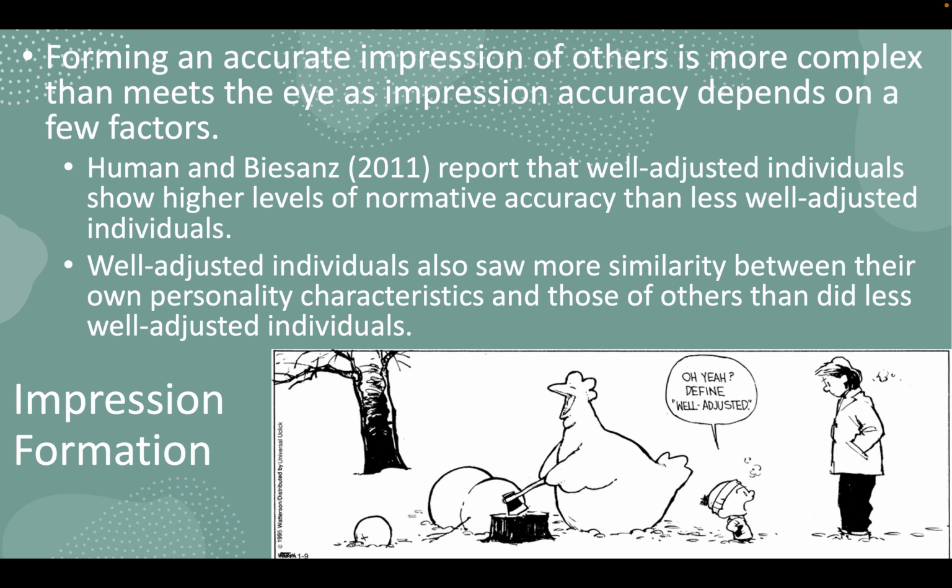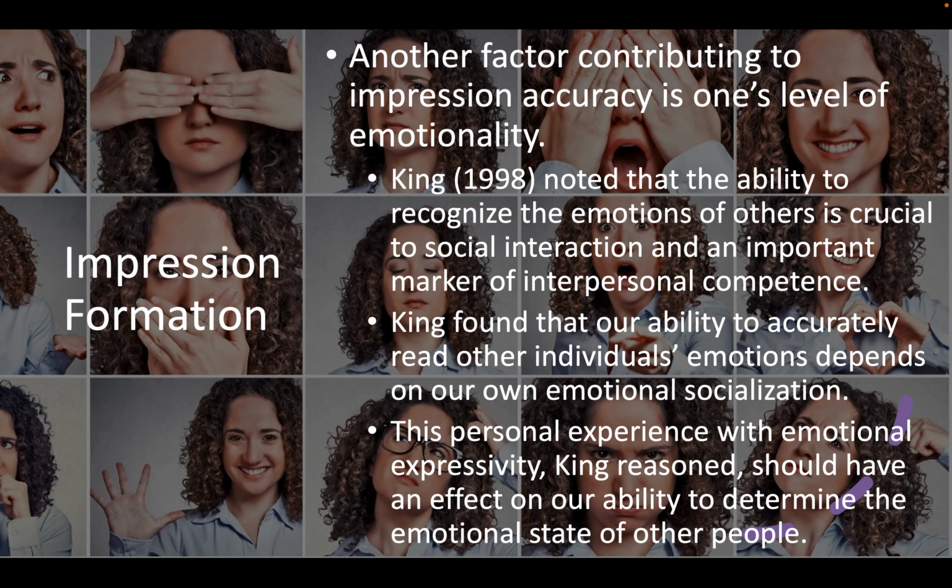And of course, Calvin wants to know what's well-adjusted. The chicken has cut the head off of the human.